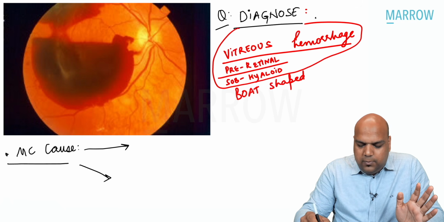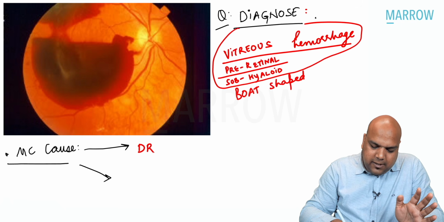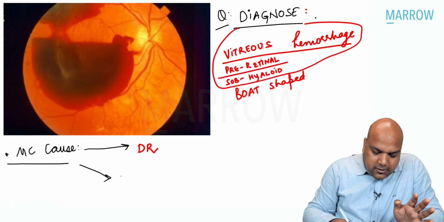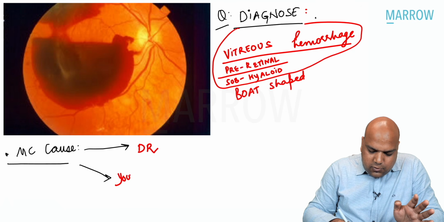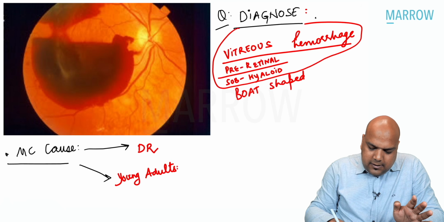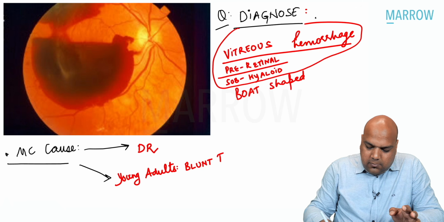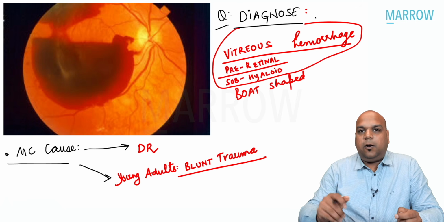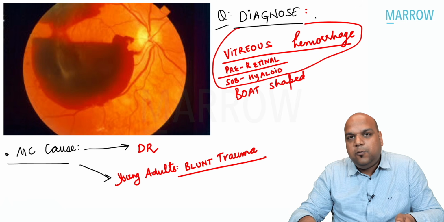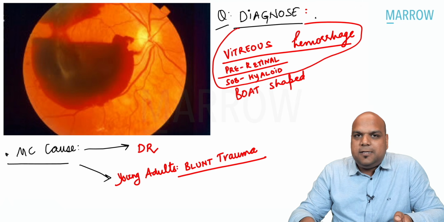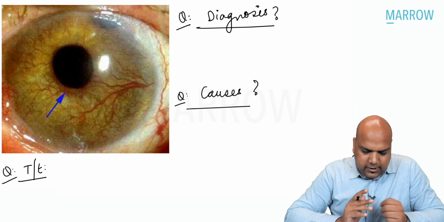What is the most common cause? The most common cause is diabetic retinopathy. But if they ask you what is the most common cause of this in young adults, then the answer will be blunt trauma. Yes, blunt ocular trauma, fighting. I hope we are clear about this very, very, very simple image. Yes, move on to the next image.